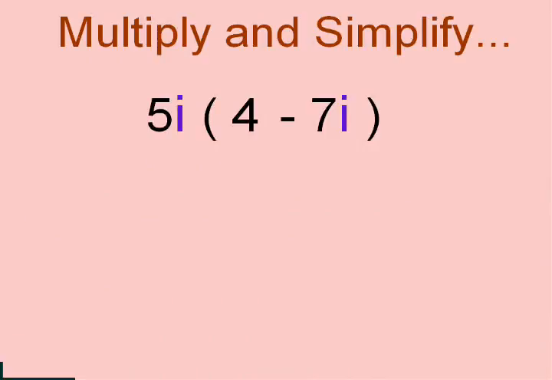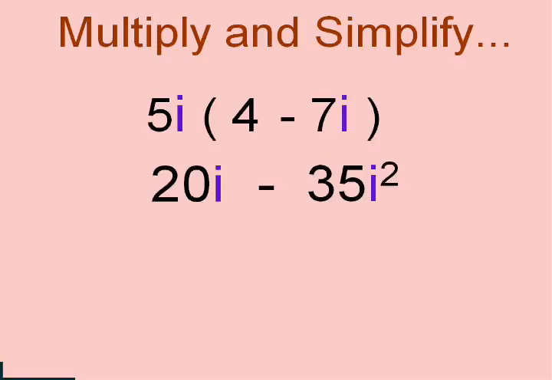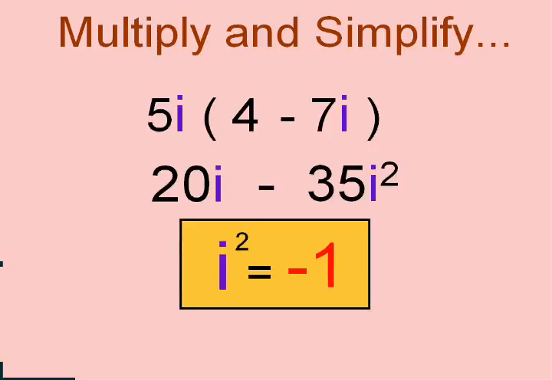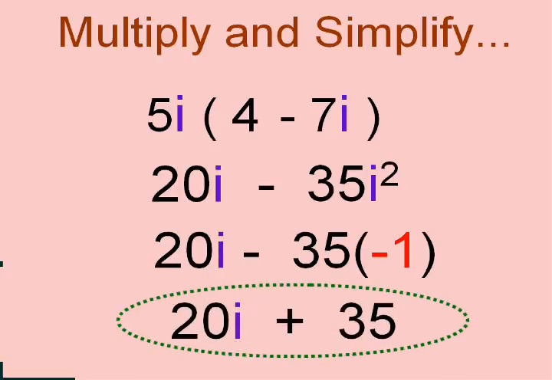For instance, in this one we're going to review distribution. 5i times 4 is just 20i. 5i times negative 7i becomes negative 35i squared. Now wait a minute. i squared is negative 1. We have to always have i to the first power. So we'll simplify that, and we'll get negative 35 times negative 1, or positive 35. And now we have our answer.